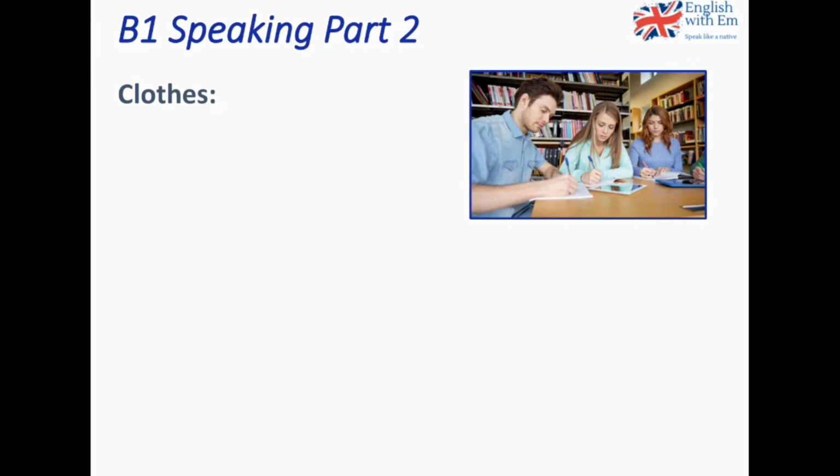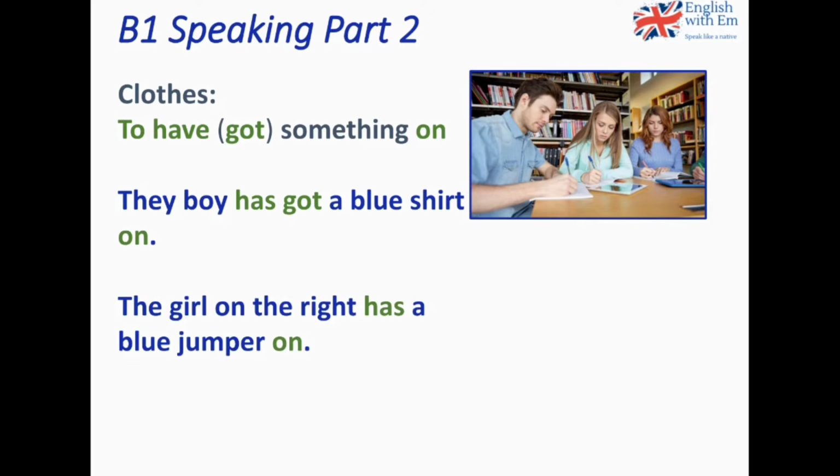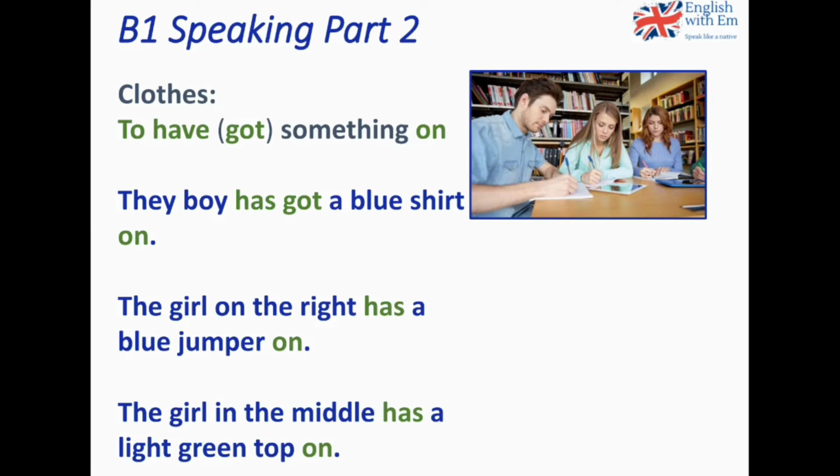Now, there's actually another way you can talk about clothes, and that is by using this structure to have or have got something on. The boy has got a blue shirt on. The girl on the right has a blue jumper on. The girl in the middle has a light green top on.